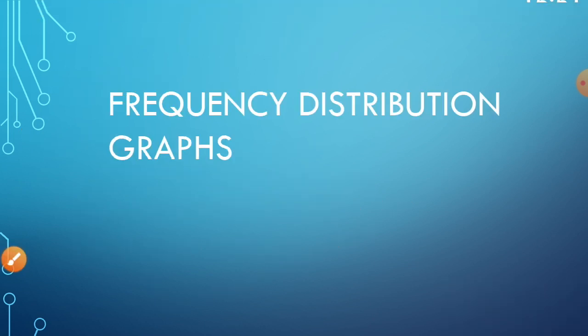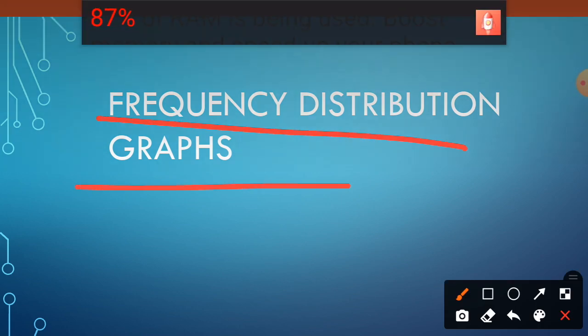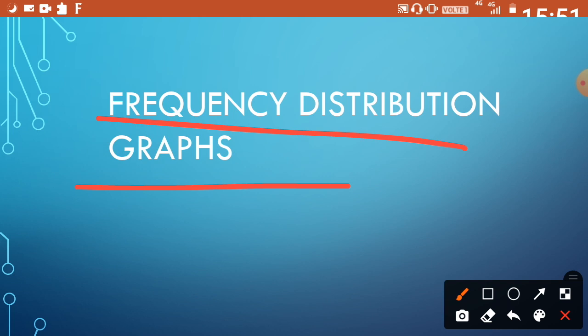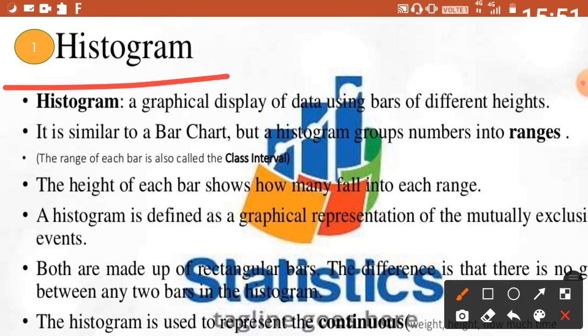So first we will study frequency distribution graphs. Again I am repeating that when I say frequency distribution graphs, we focus mainly on the frequencies. So let's move. At first we are having histogram. You know what? Histogram and bar chart somewhat look similar, but there is only a minor difference.